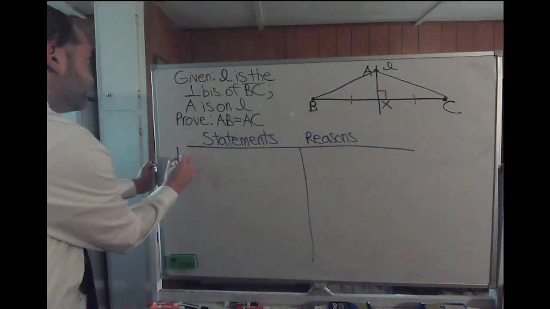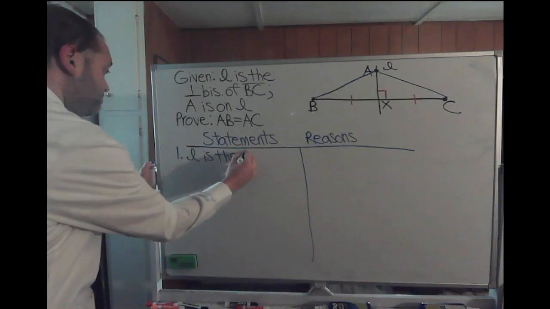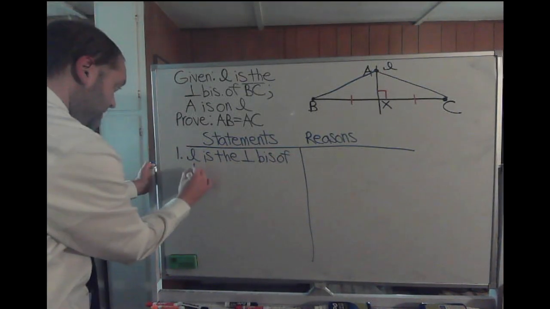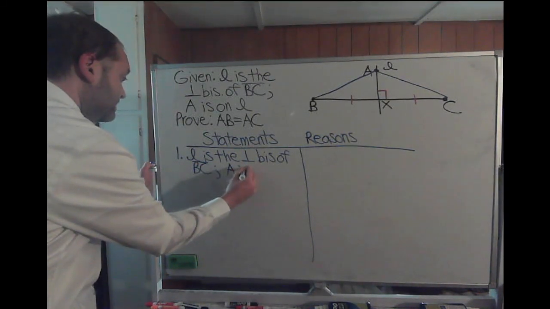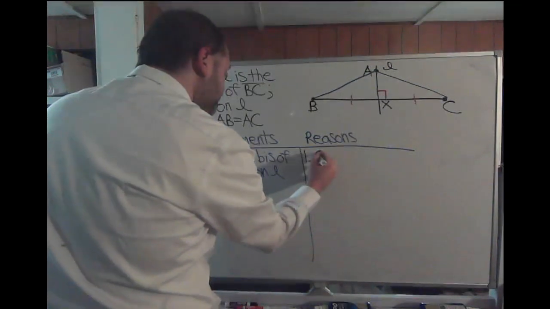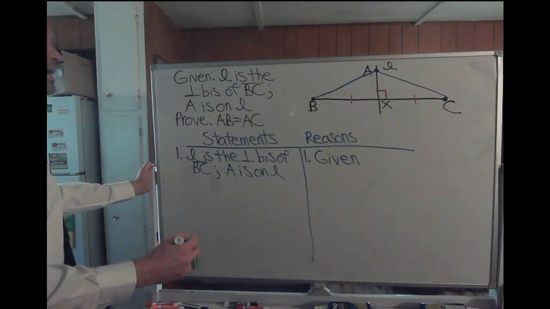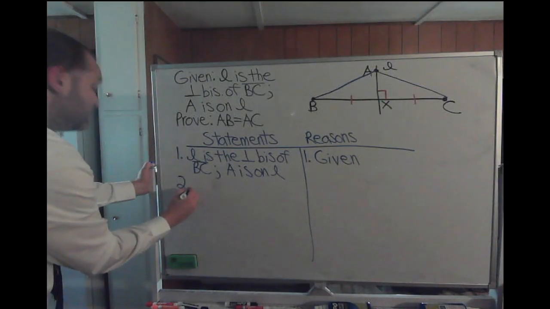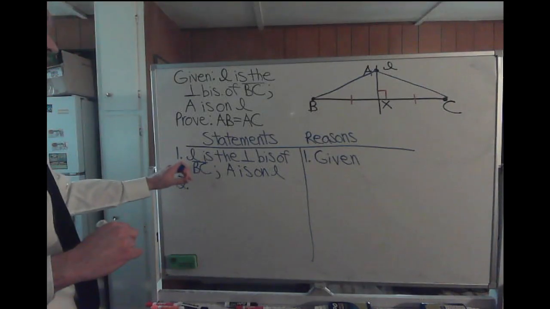Statements. Let's start with our given information. L is the perpendicular bisector of BC. That piece was given, and then A is on L. The reason it was given to us. And then we have a couple things we can conclude.